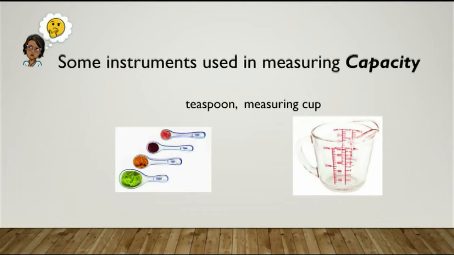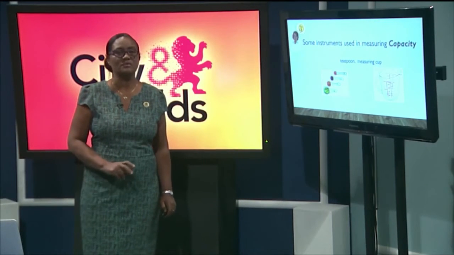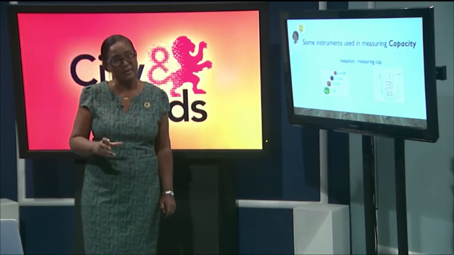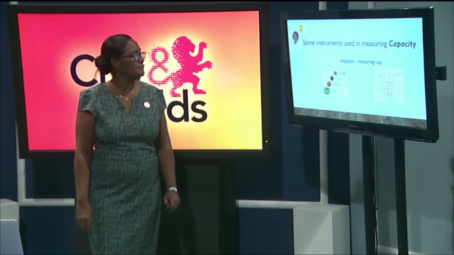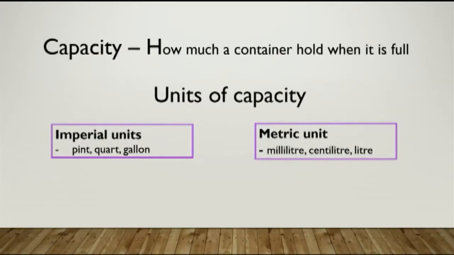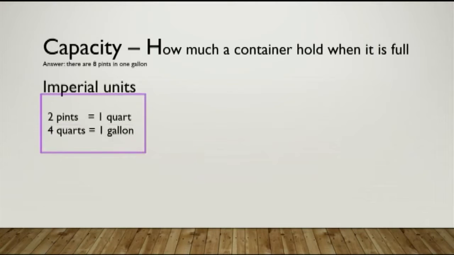All right? So the instruments that are popularly used with capacity are the teaspoon and the measuring cup. Those are the instruments. But of course, we in Jamaica will use the quart pan if you go to the market as well. All right? So remember that capacity is how much a container holds when it is full. The units of capacity, as we said before, are the pint, quart, gallon for the imperial, and for the metric, it is the milliliter, centiliter, and the liter. All right?